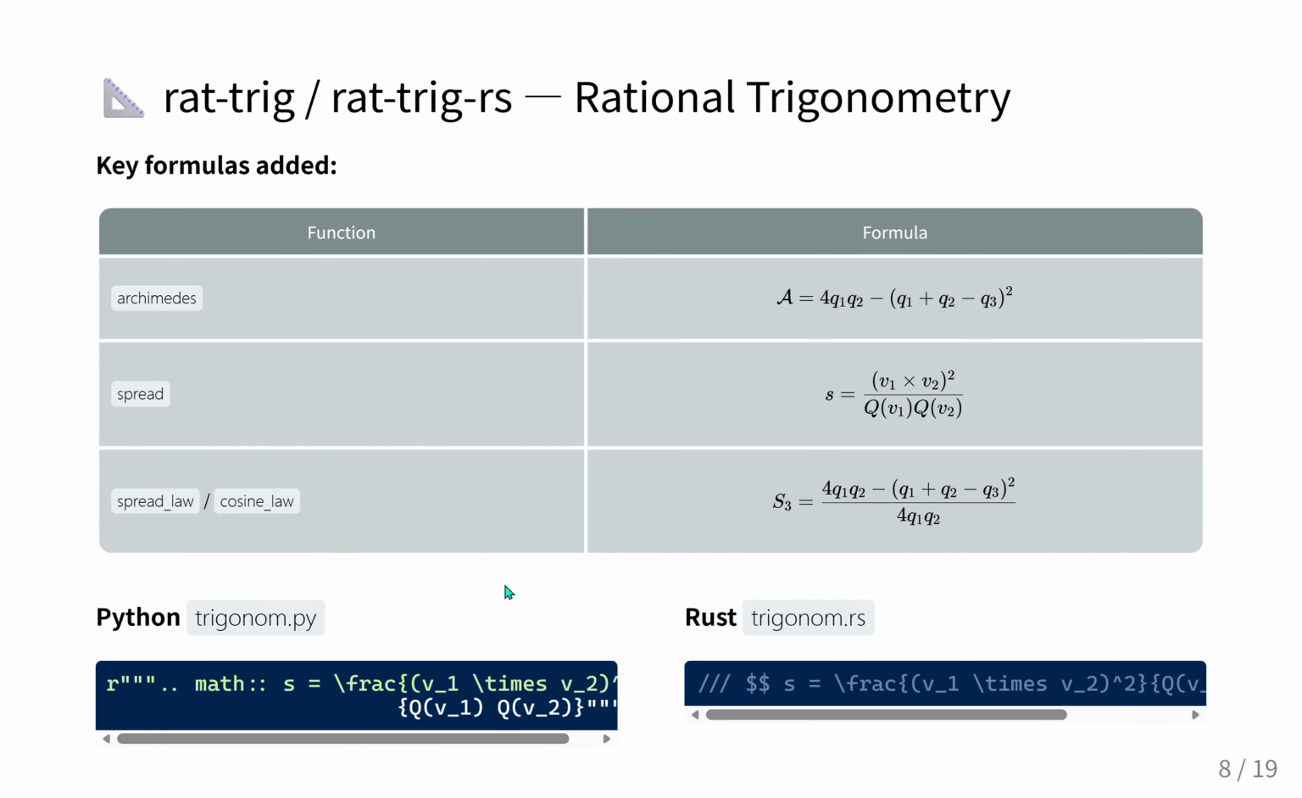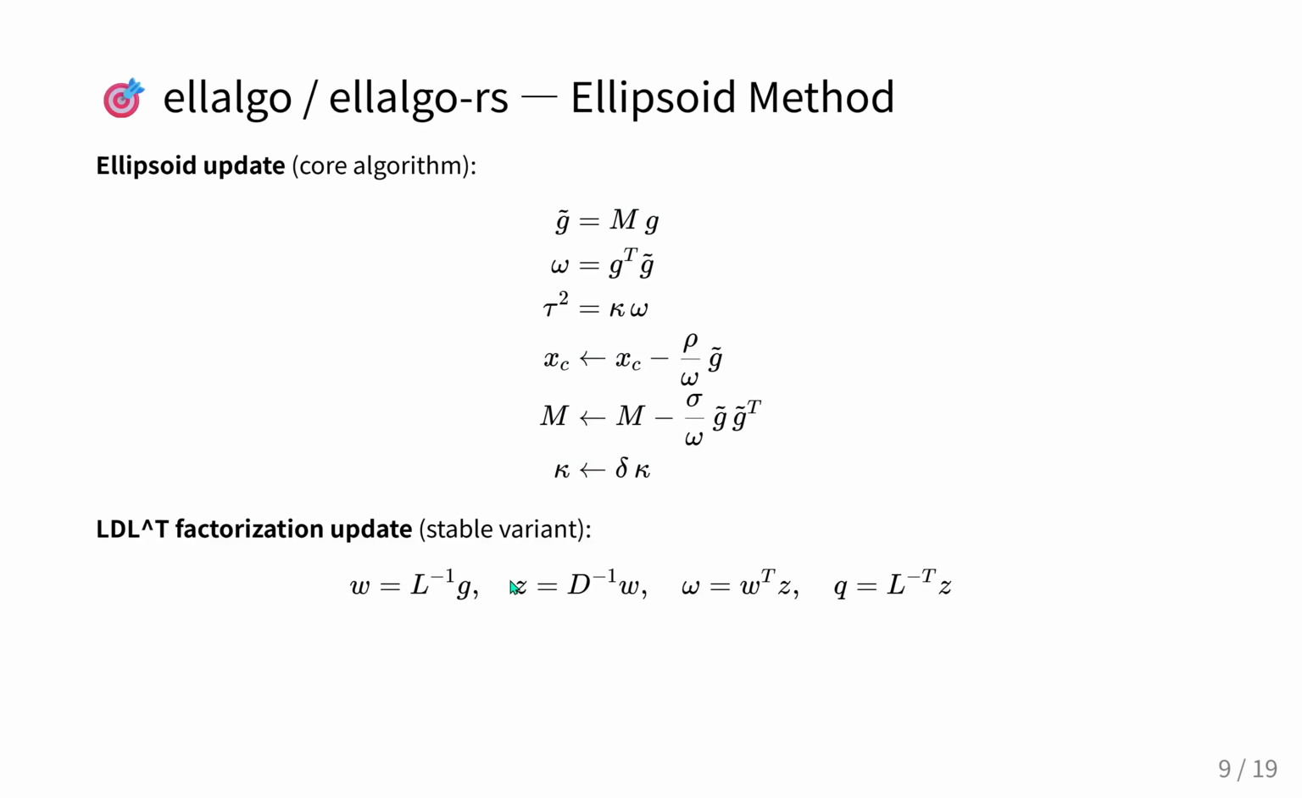That makes total sense. But then they escalated the complexity significantly with ellalgo and ellalgo-rs, which deals with convex optimization. Oh, this gets incredibly dense. It really does. They documented the core ellipsoid method algorithm updates, tracking variables like g, omega, and tau. They also documented stable LDL transpose factorization. For the listener, stable LDL transpose factorization is essentially a mathematical technique for breaking down massive, complex matrices to make them easier for a computer to solve. It sounds intimidating. If you write that factorization out in plain code, it looks like an unreadable maze of nested loops and array indexing.